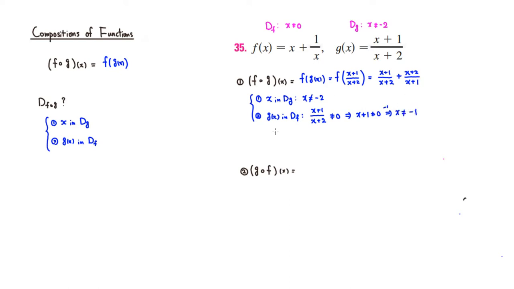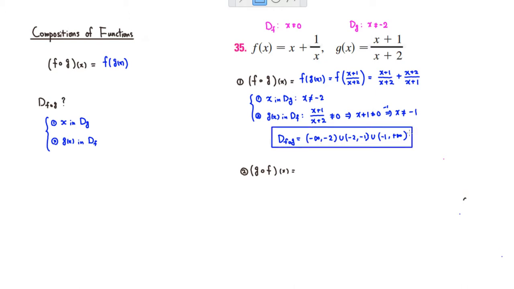So we know that the domain of f of g is going to be, we can't have negative 1, we can't have negative 2. So it's going to be negative infinity all the way to negative 2. We skip negative 2, go all the way to negative 1. Then we skip negative 1, then finish up to positive infinity. So this is the domain of f of g.